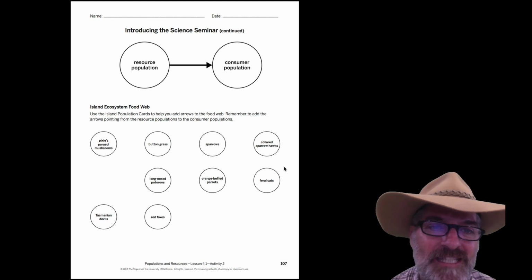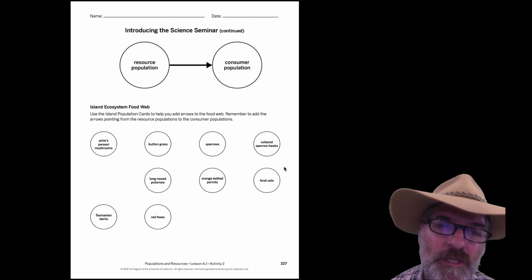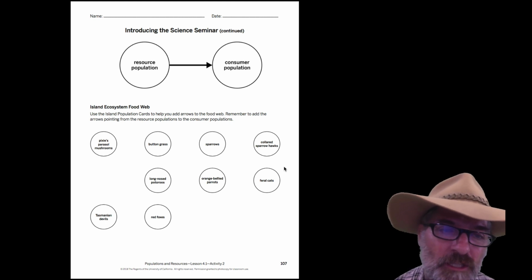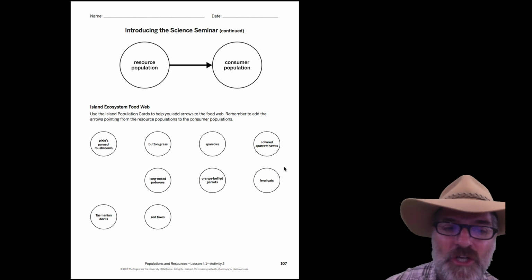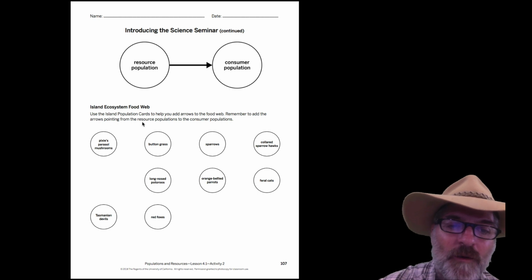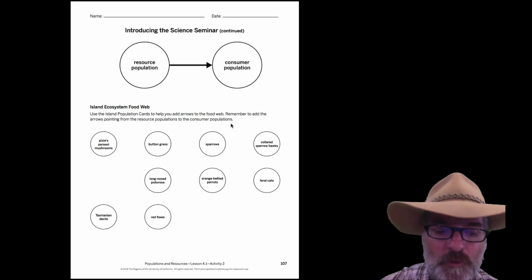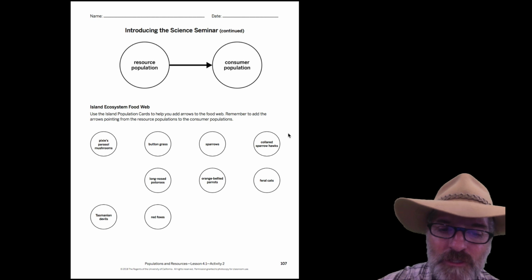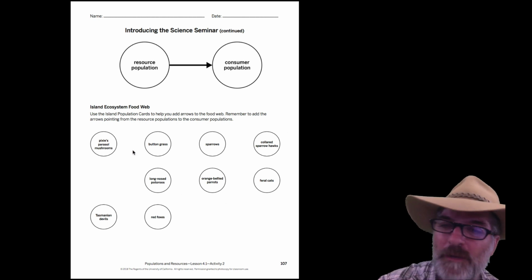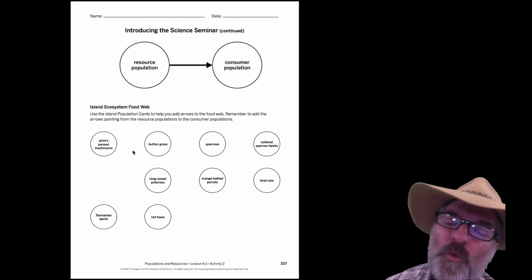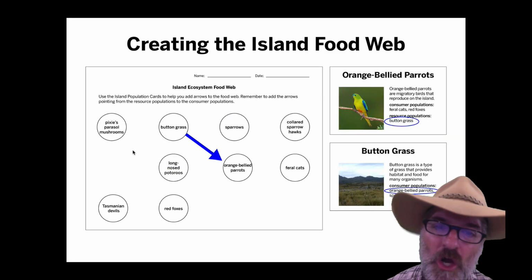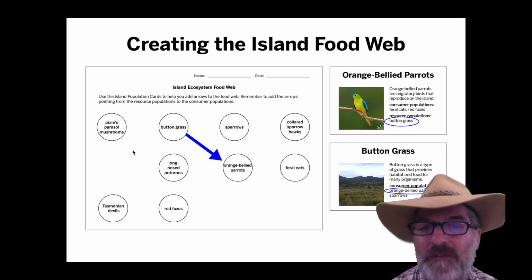On page 107, we've got resource population and consumer population. Use the island population cards to help you add arrows to the food web. Remember to add the arrows pointing from the resource population to the consumer population. Okay, so you might be able to do some of this right now, but with having the cards, they're really going to help you out. Let me give you an example.